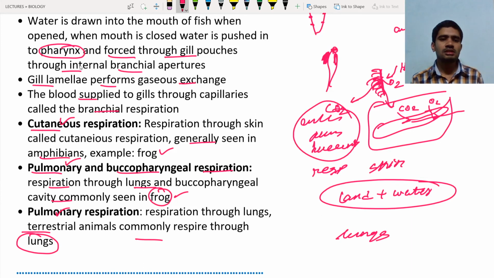So this is about pulmonary respiration. Pulmonary refers to the lungs. What is meant by pulmonologist? It means the person who studies the lungs is known as a pulmonologist.